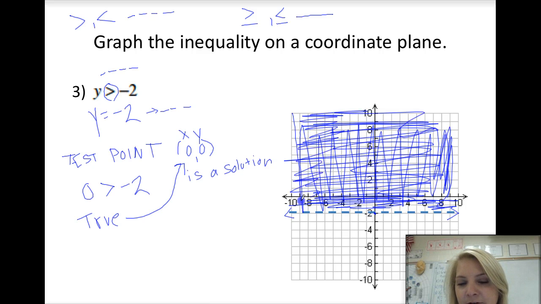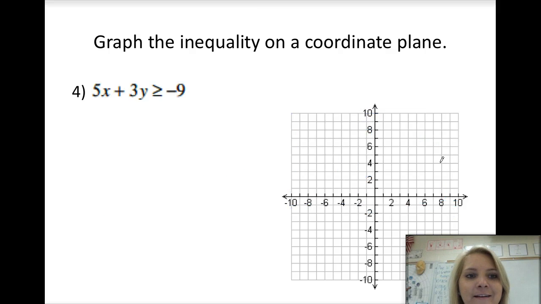So this is our linear inequality solution. Keep on shading, and that will be our solution. Let's take a look at the next one. So we have 5x plus 3y is greater than or equal to -9.